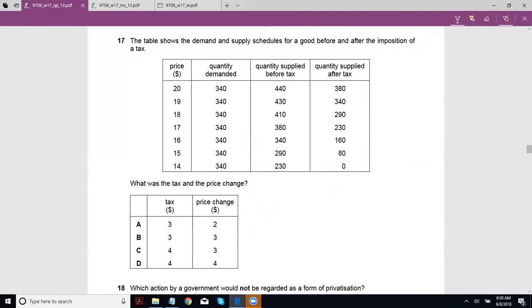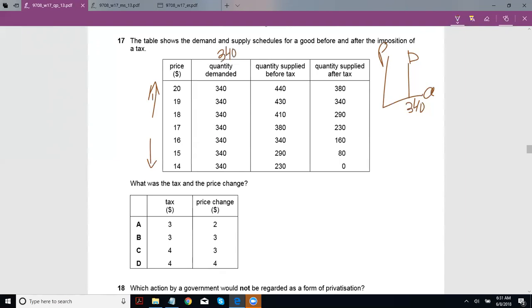The table shows the demand and supply schedules for a good before and after the imposition of a tax. What was the tax and the price change? So now one thing should be obvious. Price, quantity, your demand curve is a perfectly inelastic demand curve. Why? Because with a perfectly inelastic demand curve, quantity is fixed. You could change price however you want, and quantity demanded wouldn't change. And that is exactly what's happening here. You could increase or decrease price, but quantity demanded is fixed at 340.